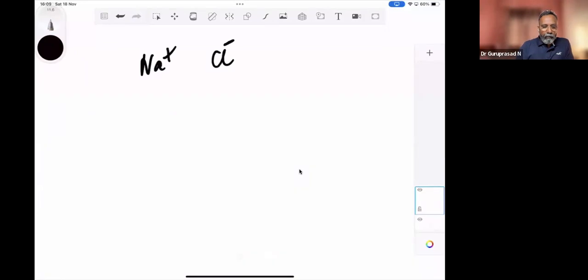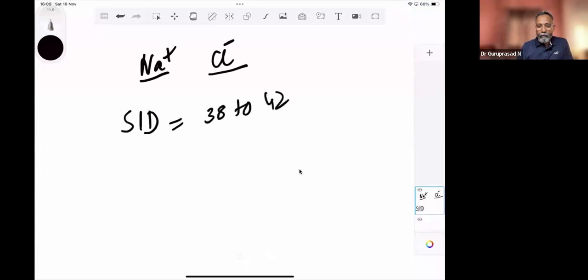So what is a strong ion difference? There is a lot of depth to this, which even I am not used to because I don't do it regularly. But what little I have understood is you have to see the strong ion difference. The strong ions are sodium and chloride. And what is a normal strong ion difference? It is 38 to 42. This is the normal strong ion difference.